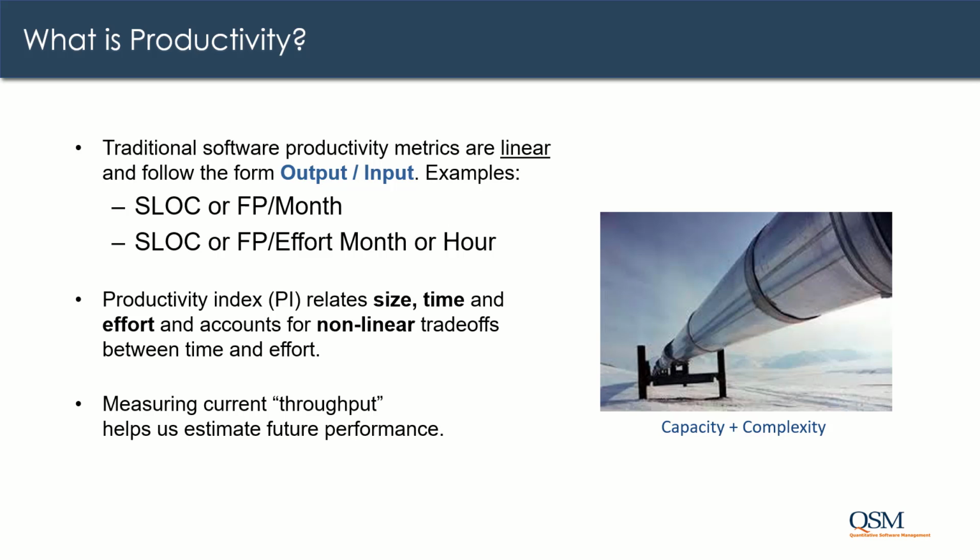Productivity in SLIM is not a traditional linear measure, but describes the efficiency of the whole project environment. Much like this pipeline, software project efficiency can be determined by the capacity of the environment itself, plus the difficulty of what you're trying to push through it. Productivity is affected by a host of factors, some of which can be quantified and some of which cannot.